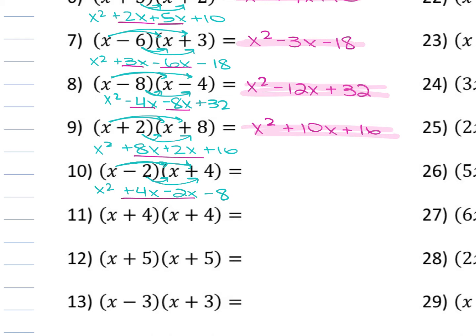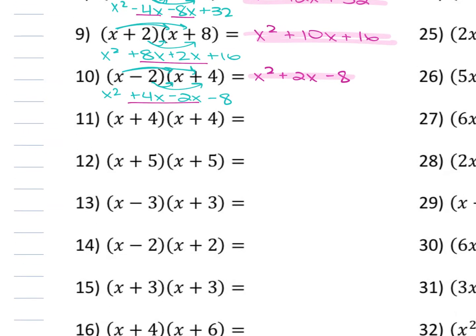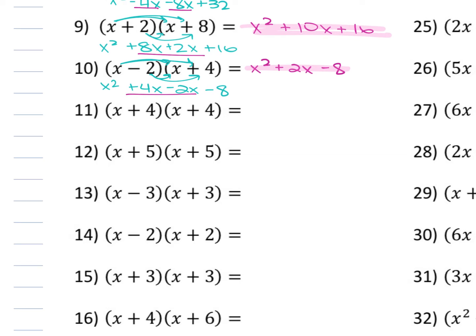So when we combine like terms, it leaves us with x squared plus 2x minus 8. For 11, we have x plus 4 times x plus 4. So x times x is x squared. X times 4 is 4x. 4 times x is 4x. And 4 times 4 is 16. Combine your like terms. That's x squared plus 8x plus 16.